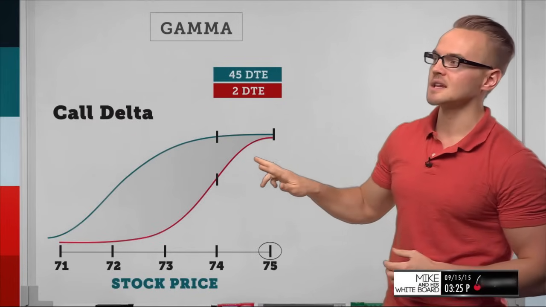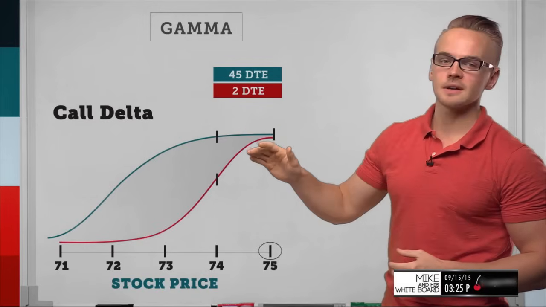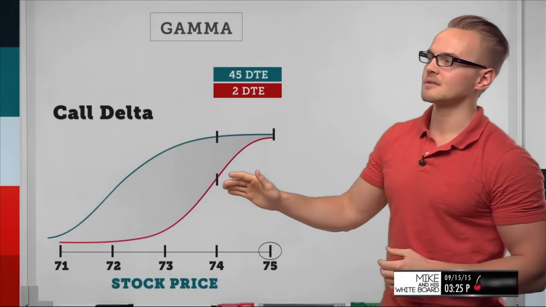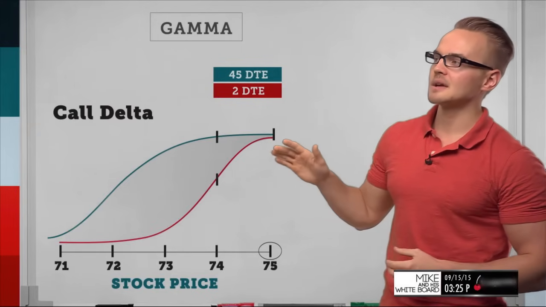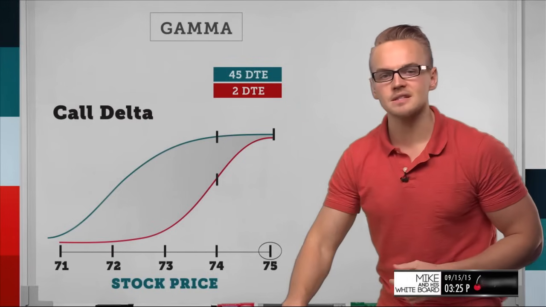So you can clearly see that this has a much higher gamma than the blue line above it. So if we're going from 75 to 74 to 73, now instead of a steady stair-step decrease in the option price, we've got kind of a drastic slope down.